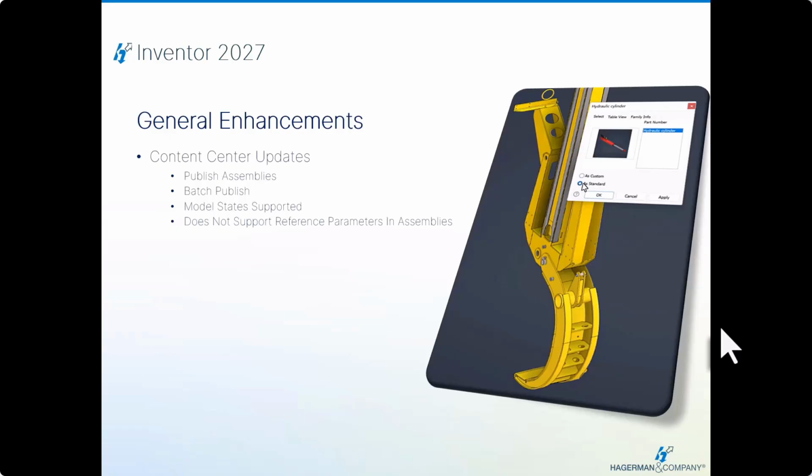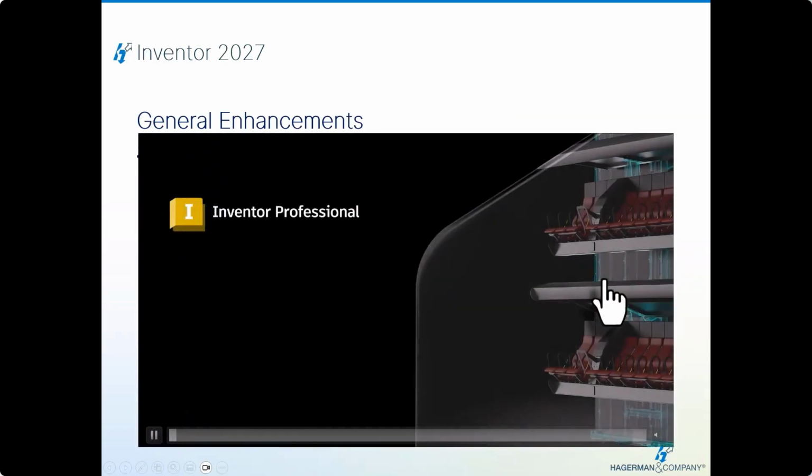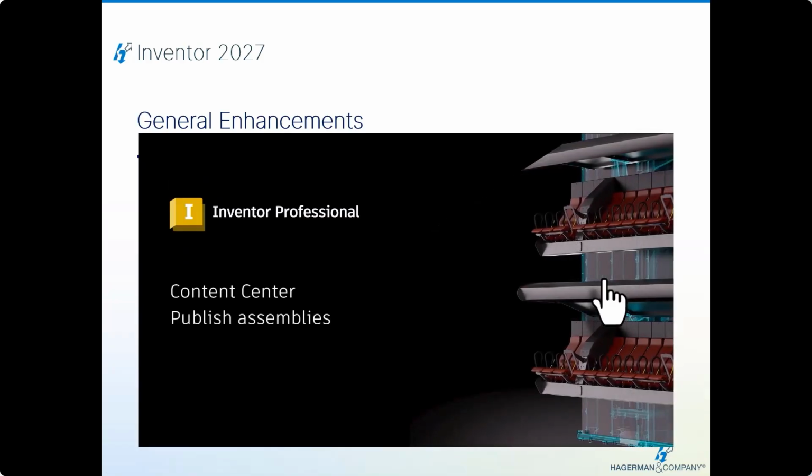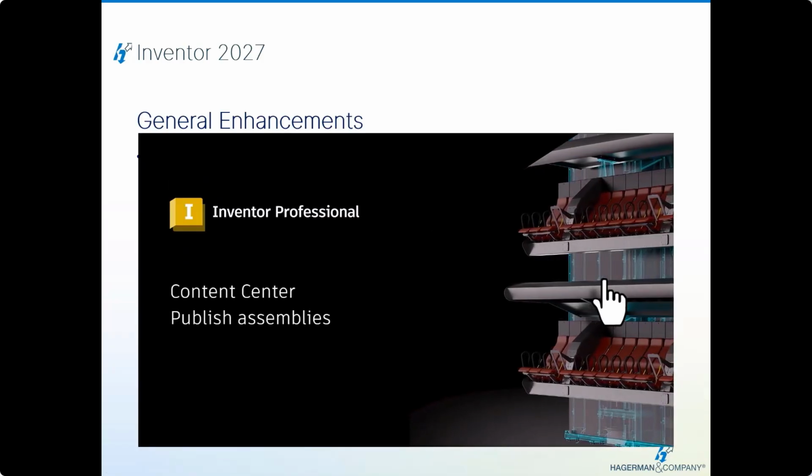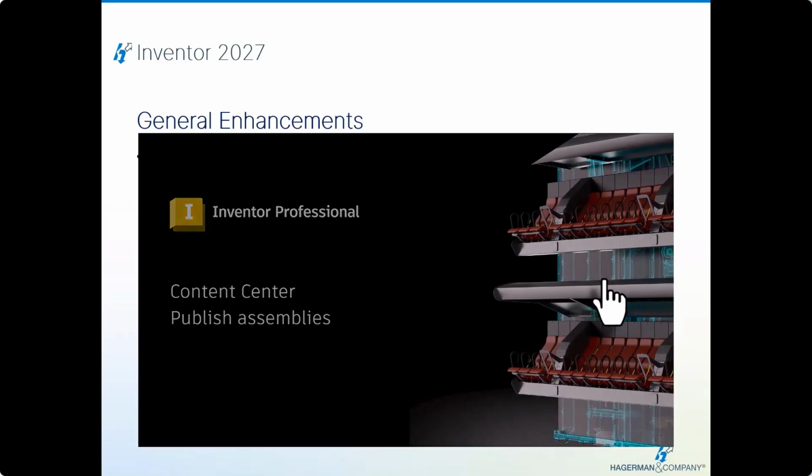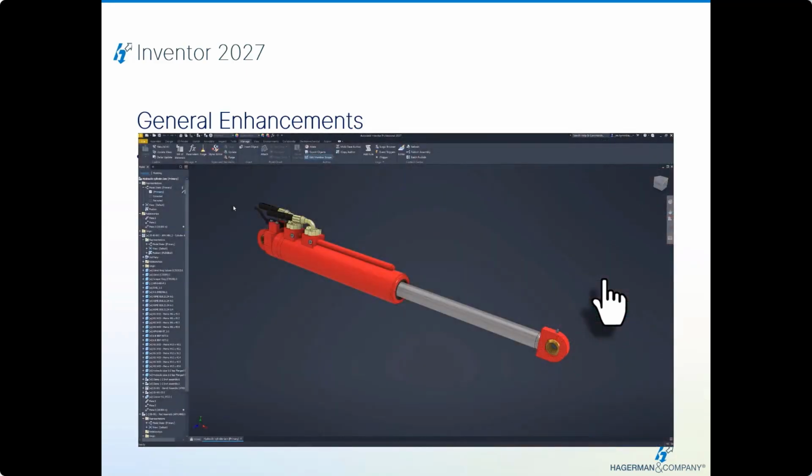We can publish those directly into the Content Center for quick retrieval, just like we could place standard hardware, bolts, screws, nuts, shafts, rivets, structural shapes. We can publish our assemblies or batch publish our assemblies. It does support model states for different variations of the components. So we've got a little video here showing this, but this just expands its capabilities to support publishing entire assemblies.